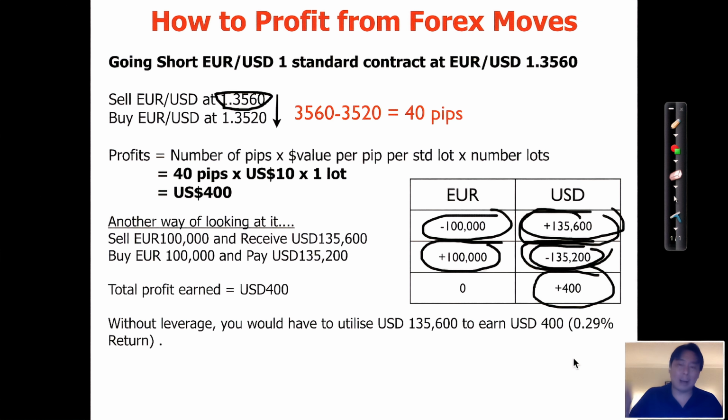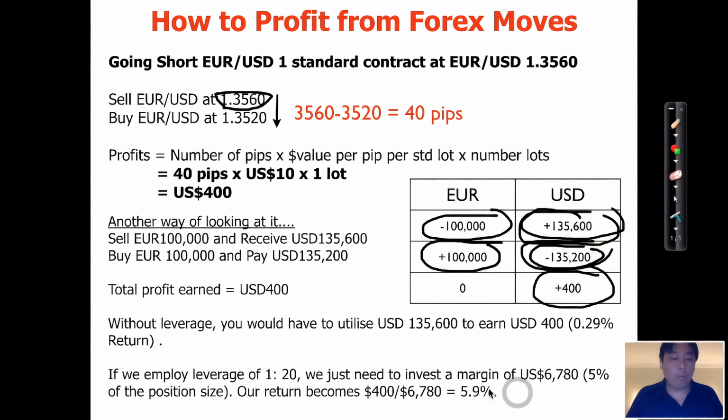So instead of putting down 135 grand, if we use leverage of 1:20, that means we only have to put a 5% deposit or 5% margin in order to take this position. So 5% of 135 grand is $6,000. So with $6,000, we can buy this position, or rather sell it and buy it back, and we're making $400.